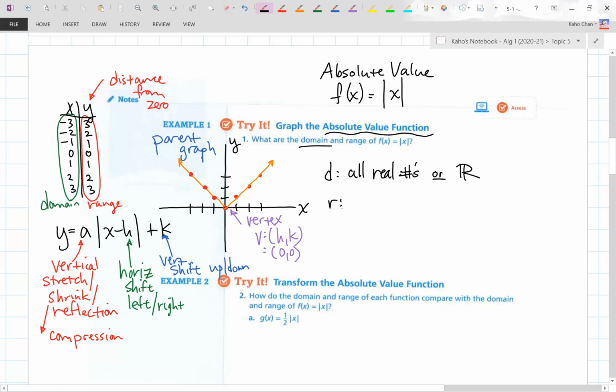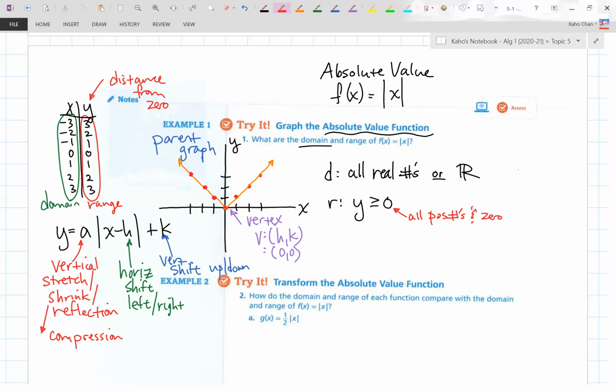The range for the parent graph here are the y values. Hey, look at my column there. All my y values happen to be positive, including 0. So therefore, my range is all y values that are greater than or equal to 0, including decimals and fractions. So those are all the positive numbers and 0. Okay.